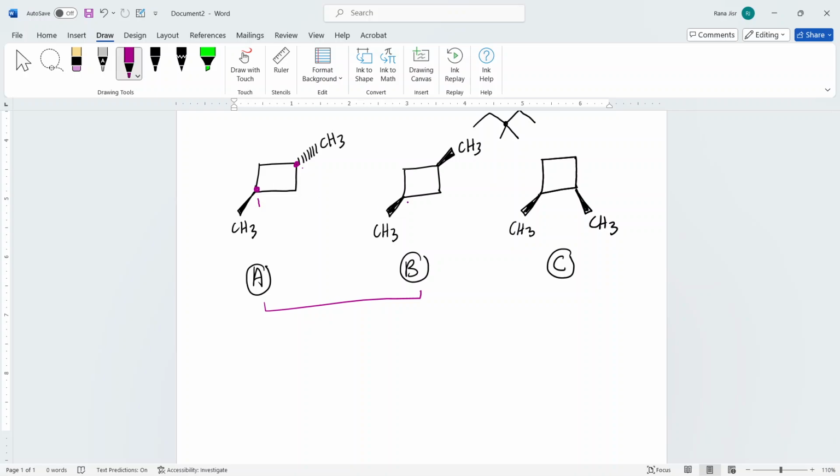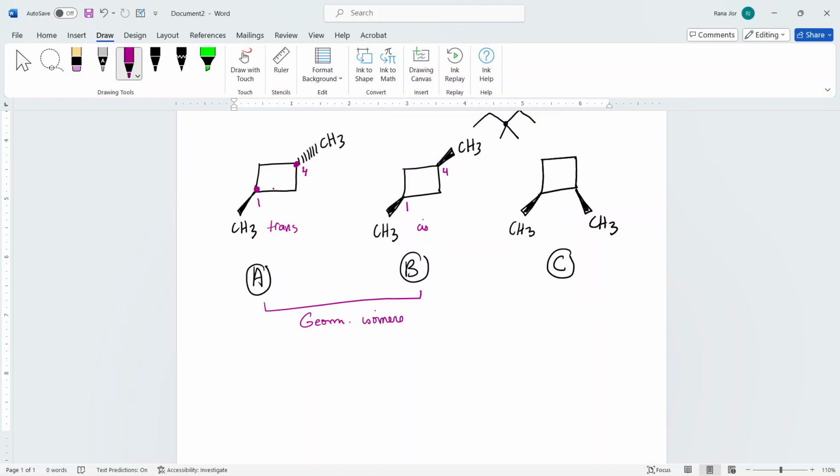So this is carbon number 1, and on carbon number 4, this is carbon number 4. So I have substituents on 1, 4, substituents on 1, 4. Same connectivity, but this one is a trans, and this one is cis. So definitely these two are geometrical isomers. We call them geometrical isomers, or we can call them stereoisomers.